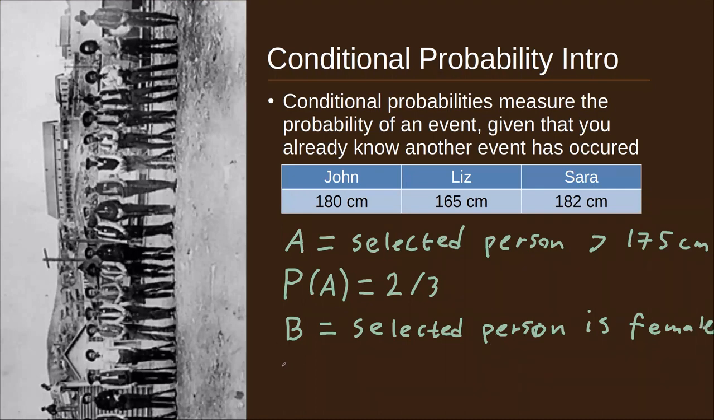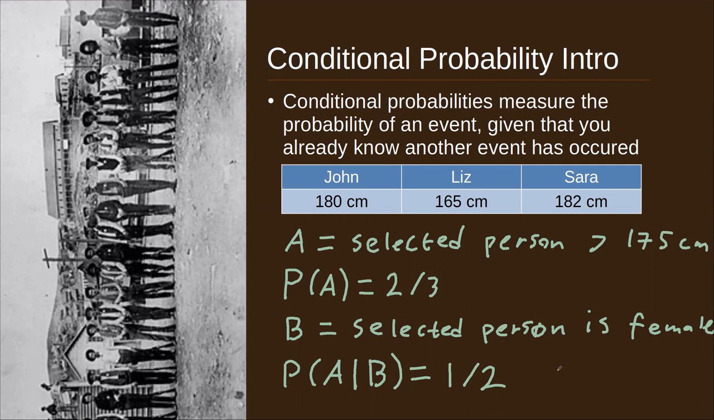Then we can ask ourselves the question, what is now the probability that the person is taller than 175 centimeters, conditioned on the fact that we know that the randomly selected person was a woman? Well, in that case, John is no longer part of this sample size, and since we only have Liz and Sarah, there's a 50-50 chance that we select either one of them. If we select Liz, she's not taller than 175 centimeters, but if we select Sarah, she is. In other words, there's a 1 in 2 or a 50% chance that the person is taller than 175 centimeters.